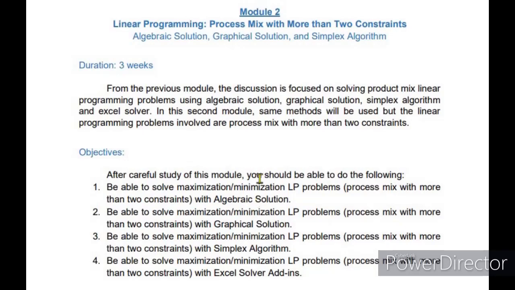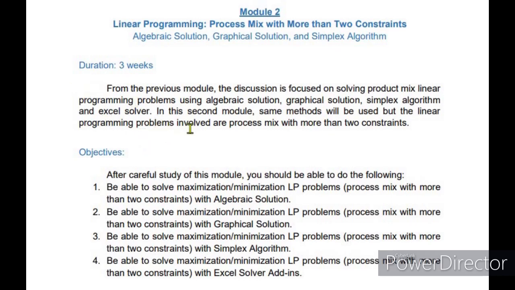Good day everyone, this is module 2 of Operations Research 1. This is about the linear programming of process mix with more than 2 constraints. This includes the algebraic solution, graphical solution, and the simplex algorithm. The duration of this module is 3 weeks.